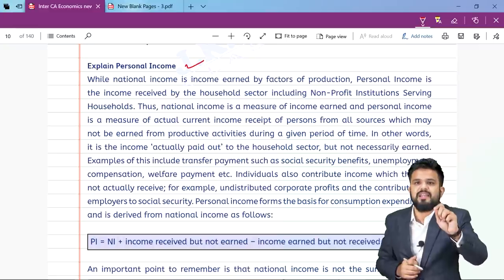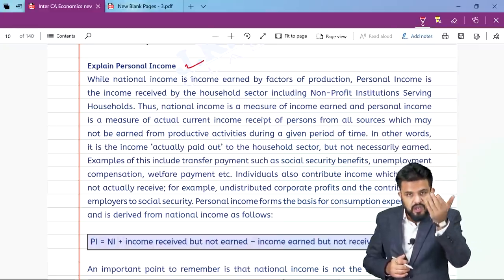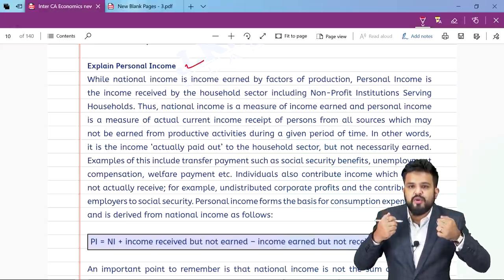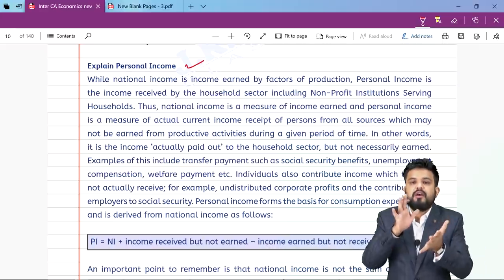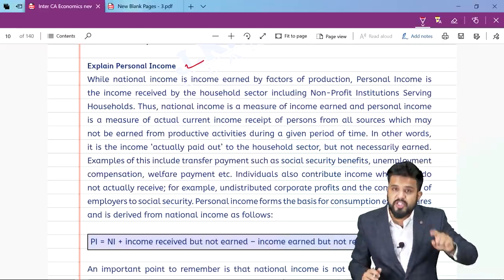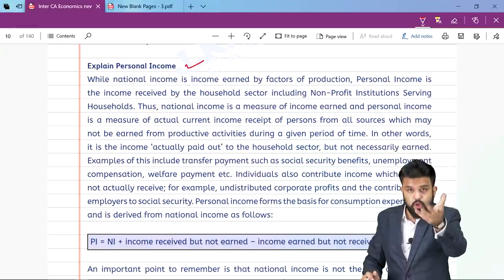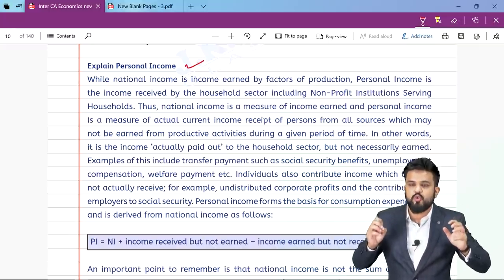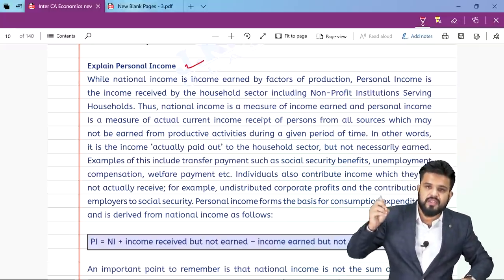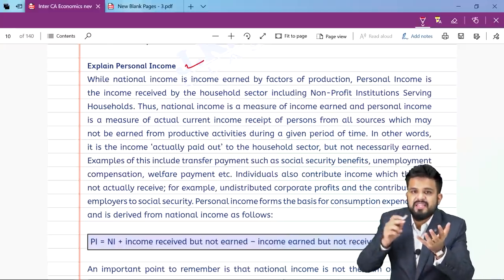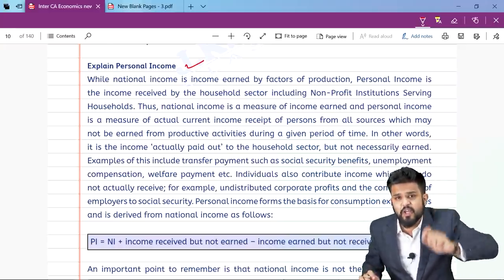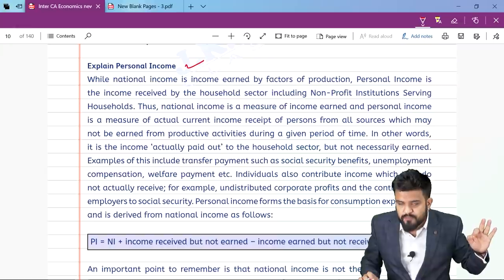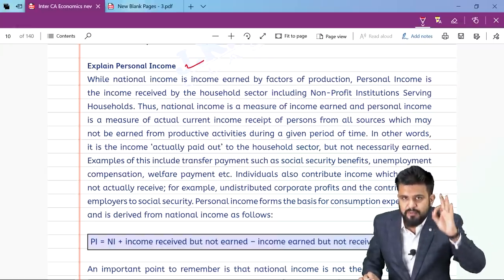But students, personal income includes both earned income as well as unearned income. Whatever income an individual earns, whatever income a household earns, whatever income a non-profit institution serving households earns, it could be an NGO, that income becomes personal income. So here we are not supposed to think whether the income is earned or not. If the money has been received in your hand or credited in your account, the moment you receive that money, irrespective of any source, that money will be recorded in personal income calculation.